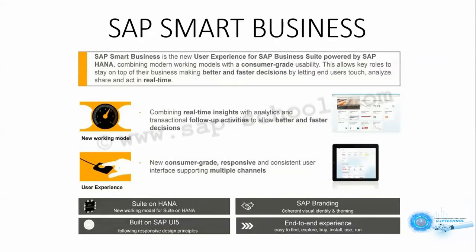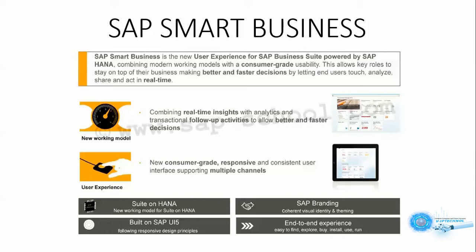So what is SAP Smart Business? SAP Smart Business is the new user experience for SAP Business Suite powered by SAP HANA, combining the modern working models with consumer grade usability. This allows the key roles to stay on top of their business, making better and faster decisions by letting the end users touch, analyze, share, and act in real time.